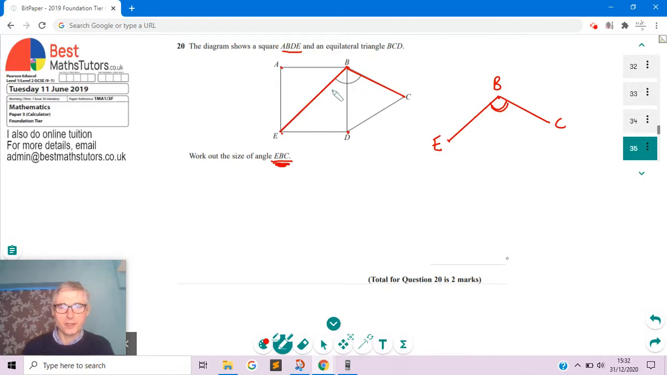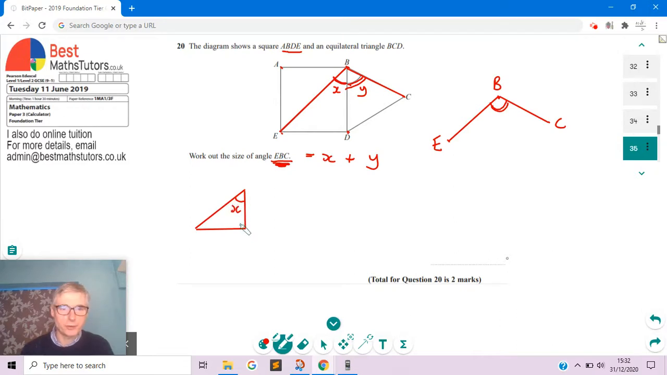So what we need to do is work out this part of the angle and this bit of the angle. And then we add them together. Let's call that one X and that one Y. So EBC is going to equal this X bit plus Y. The way we're going to work out EBC is to work out X and Y separately, and then add them together and we'll get EBC. So I'm just going to quickly draw this part of our square with X on it.